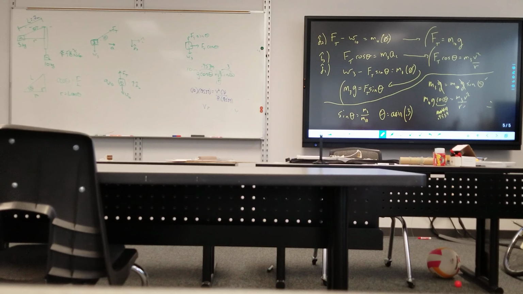And that's just the length of the rope? It's from the top of the tube top to the center of mass 3. Okay. You can't really measure R easily because depending on how fast you're spinning, R will change.